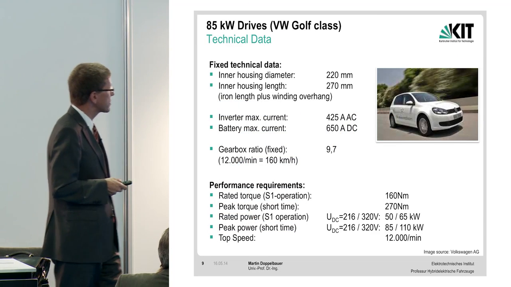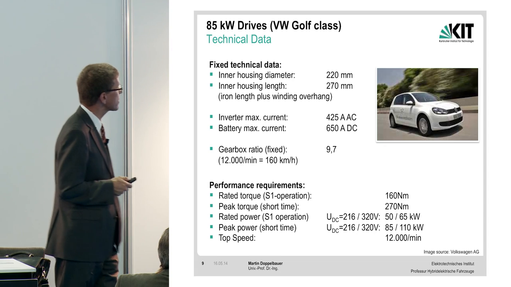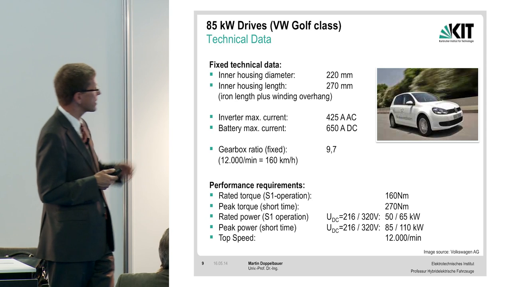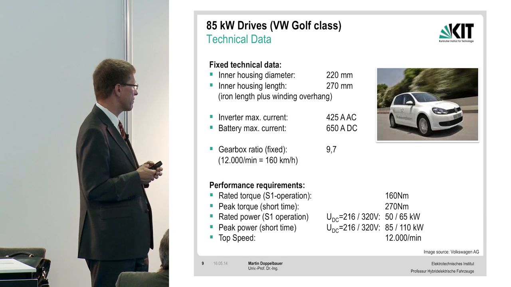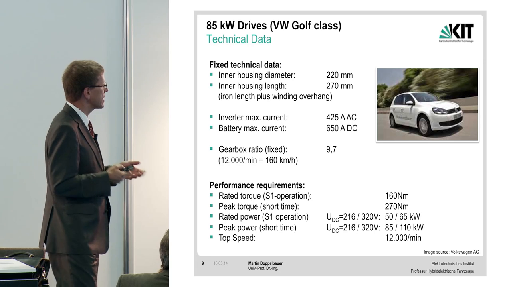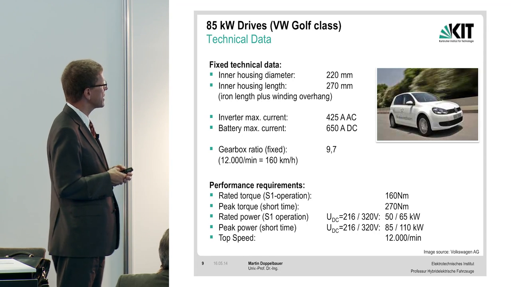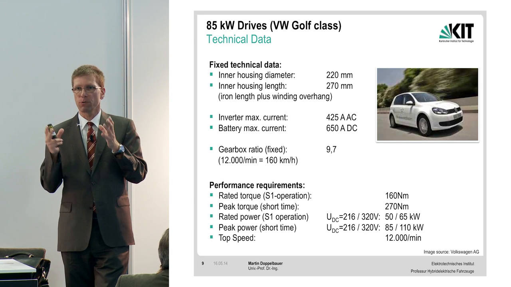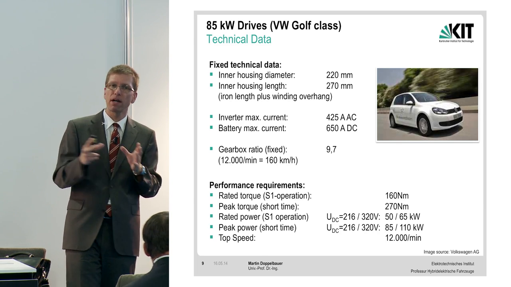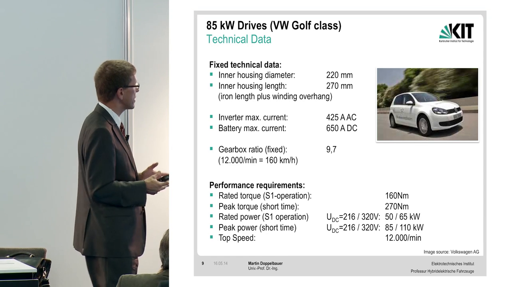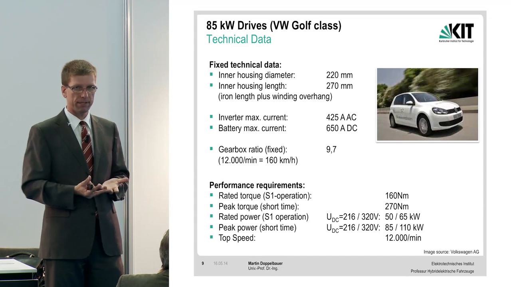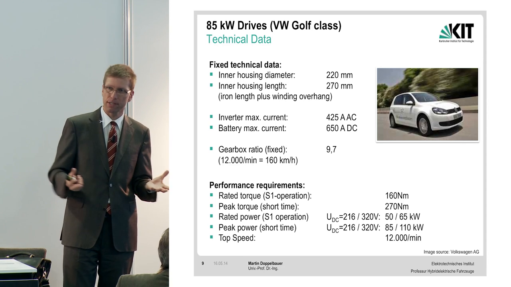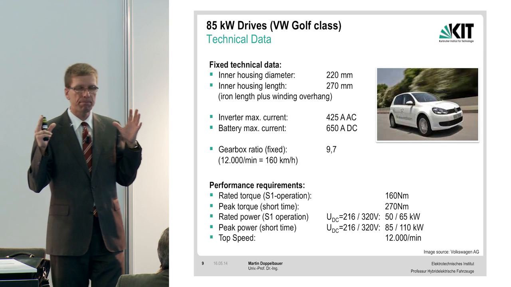Now, let's go into the comparisons. First comparison that we've made was, as I said, for a golf class machine. It is not exactly this car that we've designed. The comparison is a couple of years old, but it is basically a golf class car. And when you do comparisons like that, it's always important to understand what are the fixed parameters and what are the variable parameters. In this case, the dimensions were fixed. So the manufacturer gave us the outer housing dimensions. And he said, you cannot be any bigger than that.